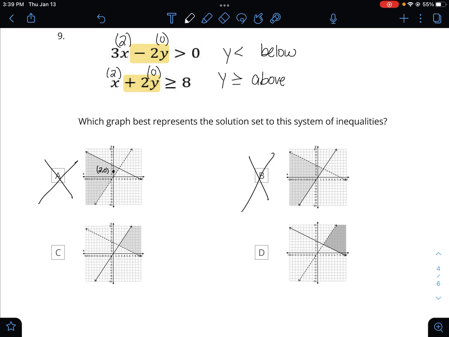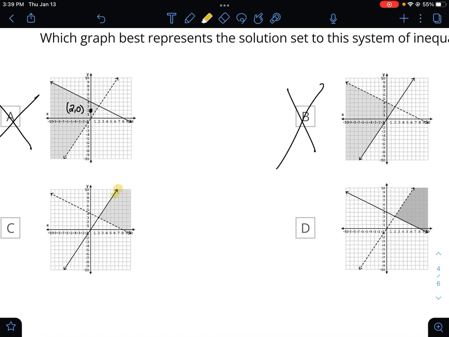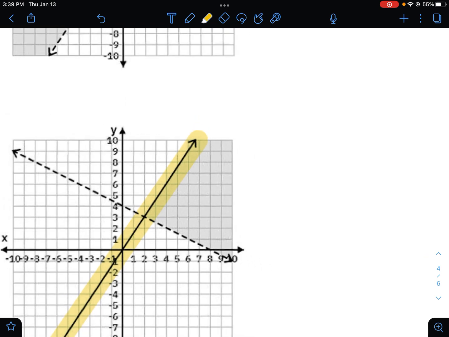Just came to me. So you know how I say points on dashed lines do not work? Well, let's pick a point on the solid line, okay, on this solid line, and if it works, that means it's the correct answer. This one, if it doesn't work, would mean that would be the correct answer. Okay, so I'm going to pick a point on that line. Is there any pretty points on that line? And it looks like this right here. So 4, 6. 4, 6.